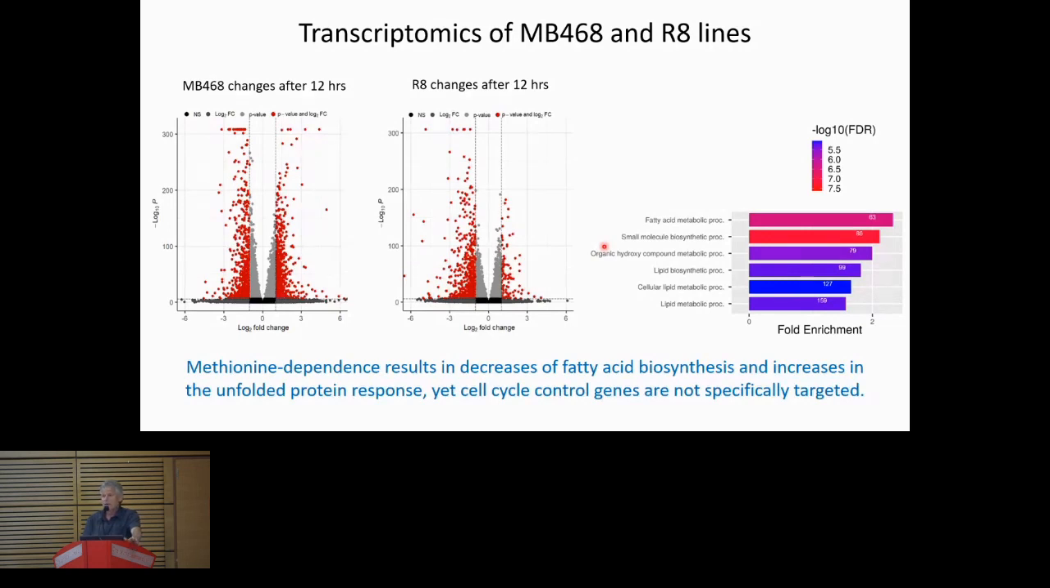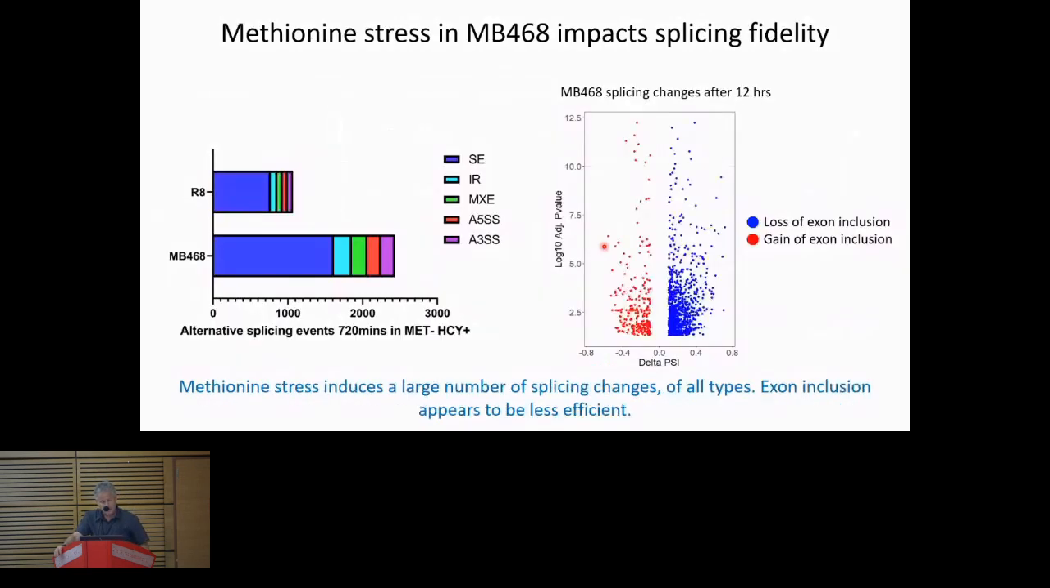Now, I wouldn't be here if we weren't doing RNA-seq analysis and alternative splicing. And when you carry out the RNA splicing analysis, what you see immediately is that the cell line that is affected by the methionine stress undergoes a huge amount of alternative splicing. This is all kinds of alternative splicing. And we're typically interested in how you get to these changes.